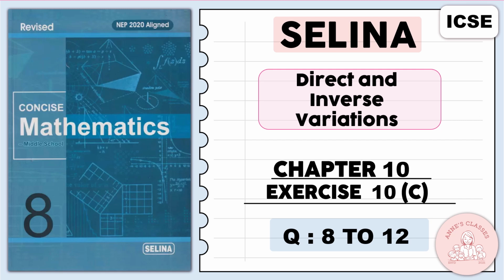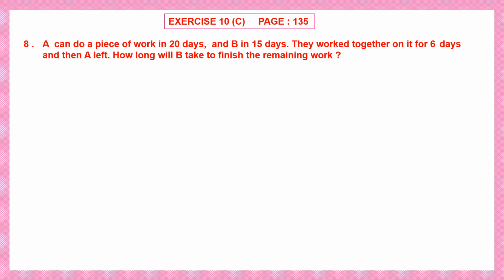Let's do direct and inverse variations. Chapter 10, exercise 10C. Page number 135, question 8. A can do a piece of work in 20 days. B can do it in 15 days. They worked together on it for 6 days and then A left. So this is what is different from our usual question. After A left, how long will B take to finish the remaining work?